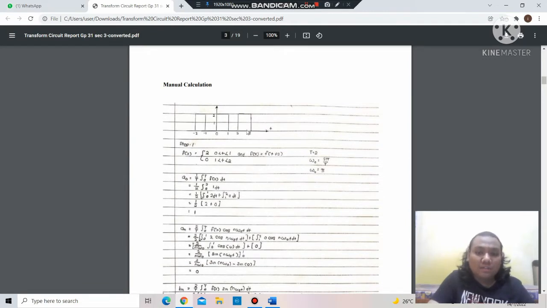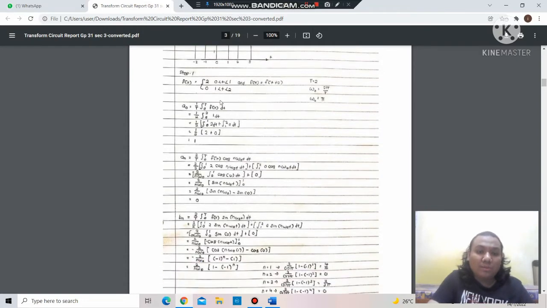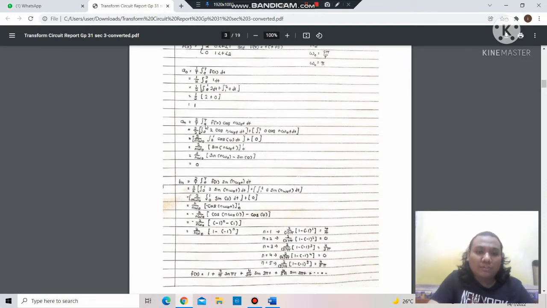After that, step one is to limit the wave from 0 until 2 pi. After that, we need to find A0 using this formula. And after that, we find An using this formula to get this answer. This answer is equal to 0 and A0 equals 1.